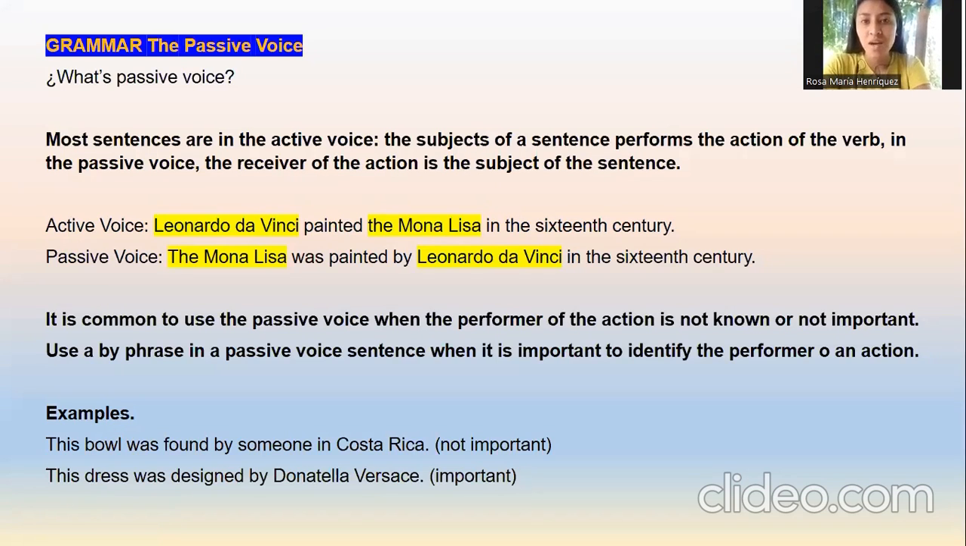Remember that we use a by phrase in a passive voice sentence when it's important to identify the performer of an action. Example: this bow was found by someone in Costa Rica. In this passive voice sentence, the by phrase is not important. And the last one, this dress was designed by Donatella Versace, the by phrase is important. My classmate will continue.